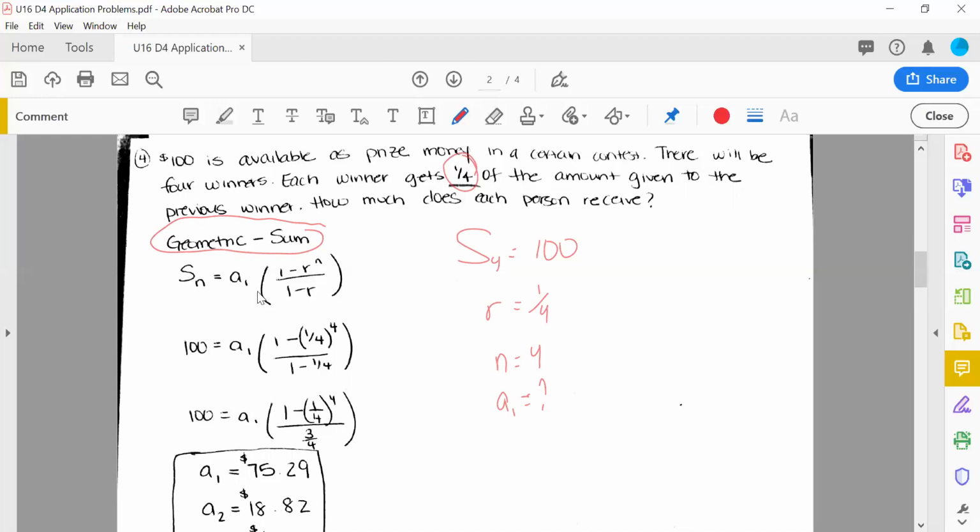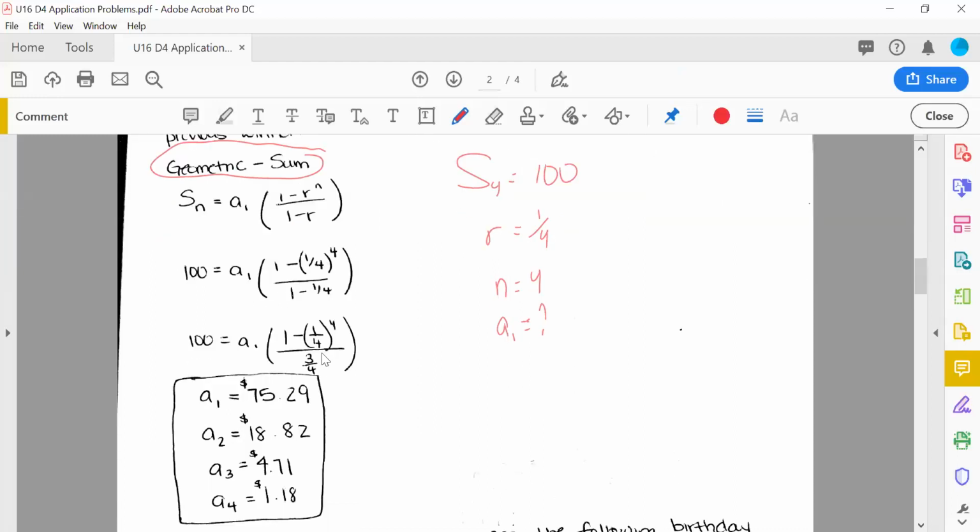So look at what Mrs. Middleton did. She wrote 100 in this S sub N spot, or S sub 4 spot. Left A sub 1 blank because we don't know it, or left it as the variable. And then 1 minus R, which is 1/4, raised to the 4th power, divided by 1 minus 1/4. She calculated this, then she divided this into 100 and got A sub 1 equals $75.29.